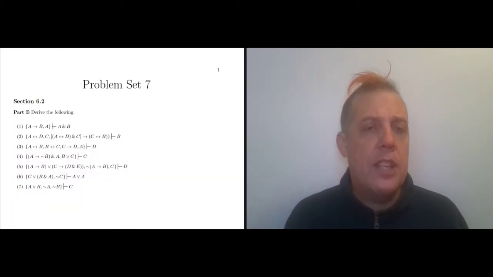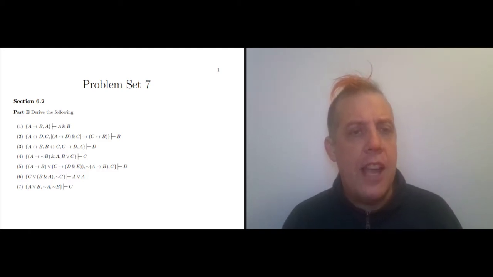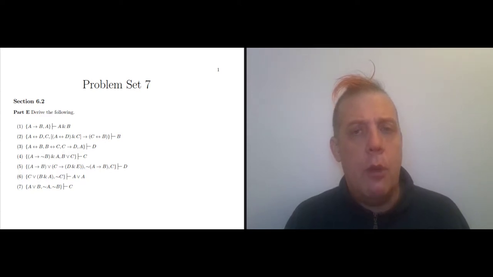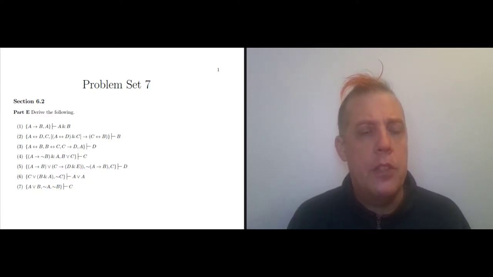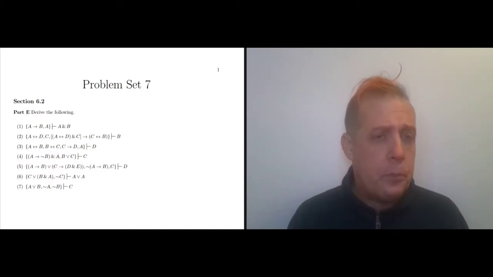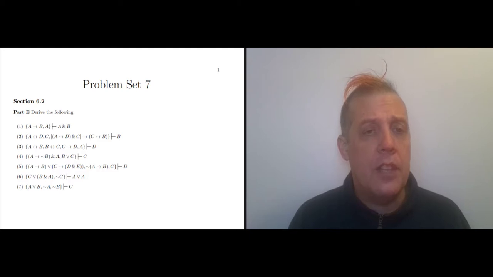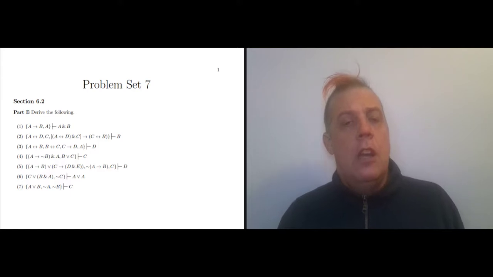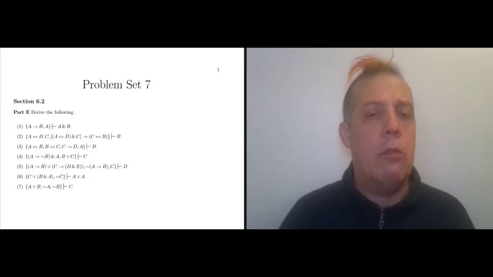So in problem set 7, the first batch of problems just asks you to derive the following. And so I want to run through some of these to give you a sense of the basic procedure. So for number 1, it says A implies B and A. Those are your 2 premises. And from that, you are to infer A and B. So right now, that's all written on one line.